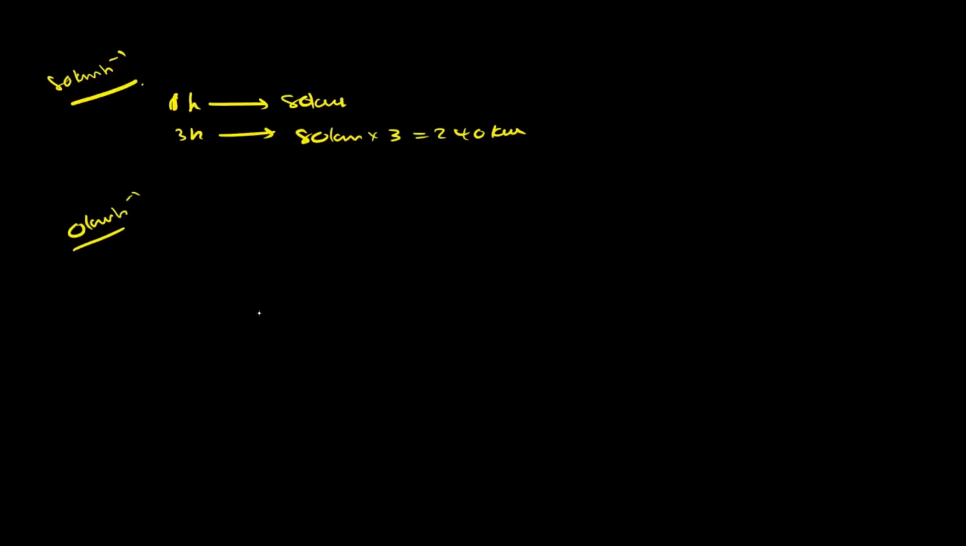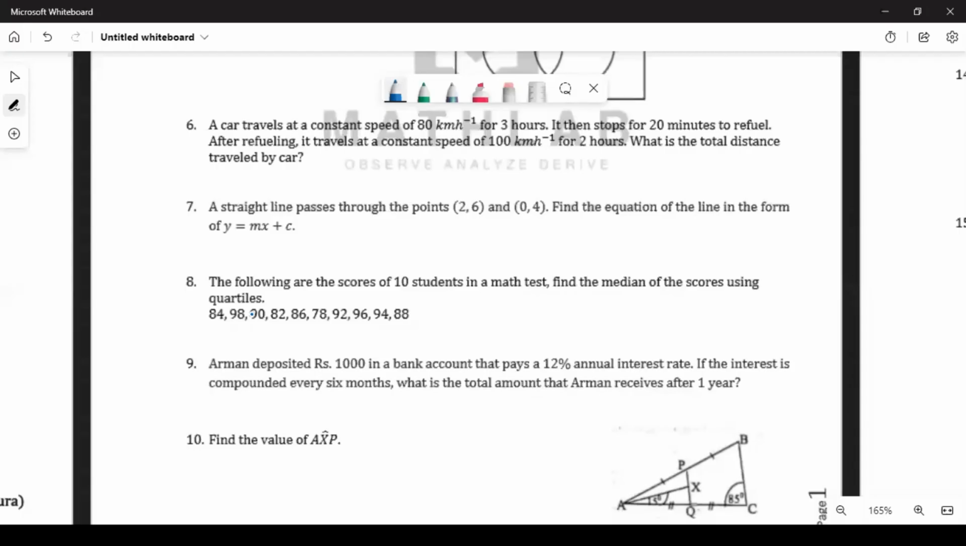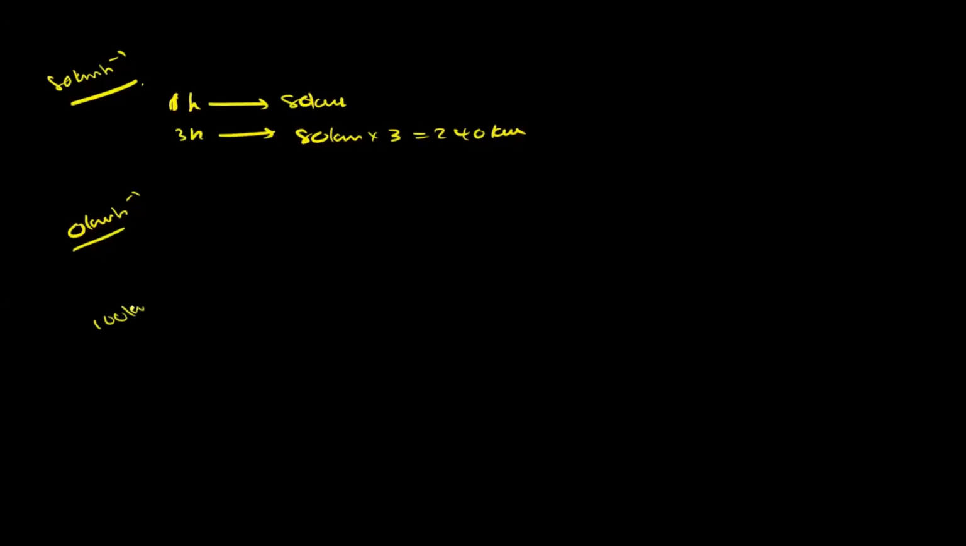Then again, they traveled at a constant speed of 100 kilometers per hour for 2 hours. Which means if you spend 1 hour, you can travel 100 kilometers. They are spending 2 hours, which means 200 kilometers. So within the first 3 hours, 240 kilometers. Within the last 2 hours, 200 kilometers. The total distance traveled will be 240 plus 200, 440 kilometers.